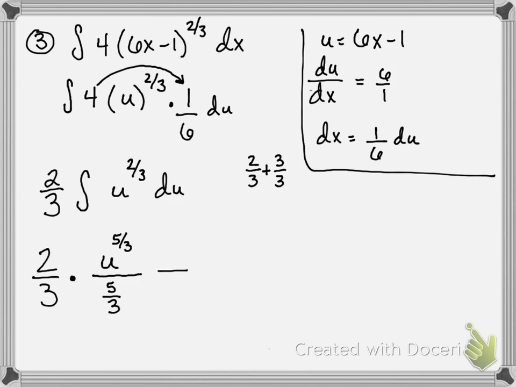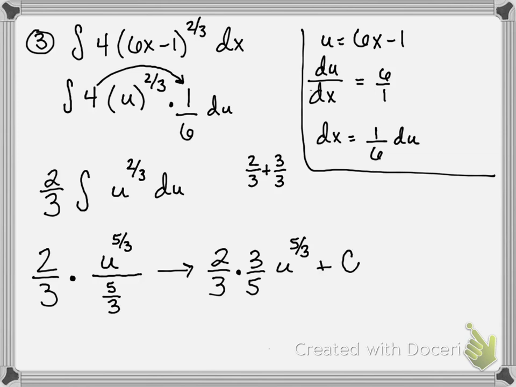So because of the same concept, I'm just going to write it out. Keep writing it out. The same concept, we're going to multiply by the reciprocal of 5 over 3, which is 3 over 5. So it's multiplied by 3 over 5, and then you have u to the 5/3 plus c.